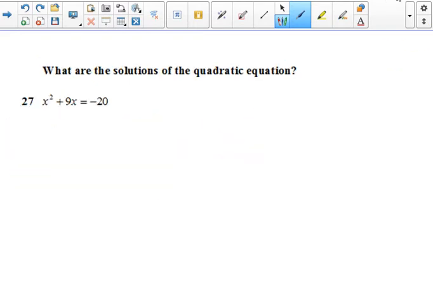Here, close to our last one, but it's not in standard form, so we have to do that first. What are the solutions of this quadratic equation? We have to put it in standard form first, so add 20 to each side, and you get x squared plus 9x plus 20 equals 0. And now we have to solve for that.